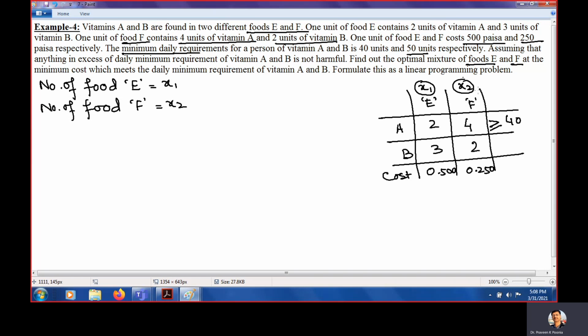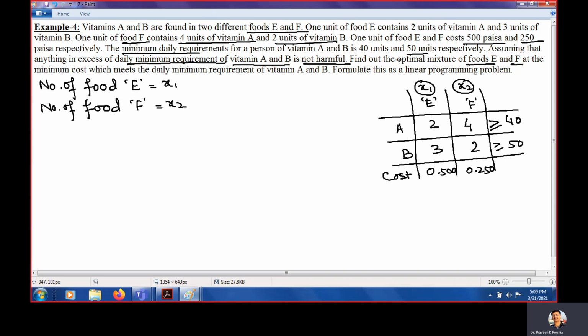Similarly, the minimum requirement of vitamin B is greater than 50. This is assuming we can take any amount of vitamin A as it is not harmful. Clear? Now we'll read the problem.